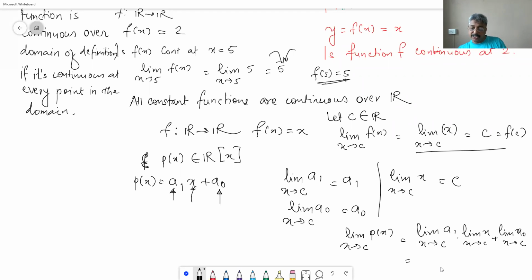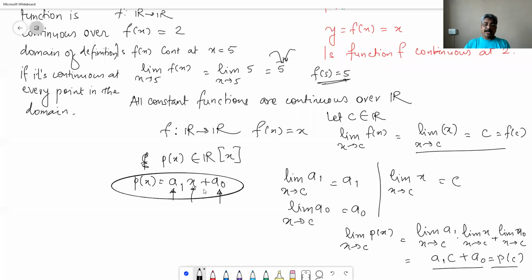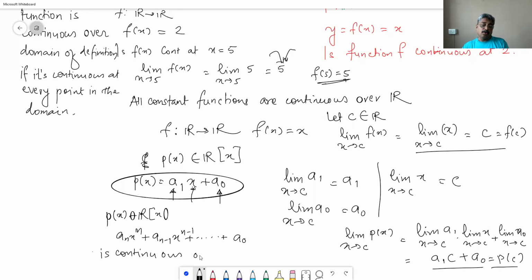Now we are allowed to write this because of the algebra of limits that we have done. And the answer is going to be a1 times C plus a0, which is equal to p of C. And therefore this linear polynomial is continuous over R, and therefore p of x belonging to R of x, if defined like an x raised to n plus an minus 1 x raised to n minus 1 plus dot dot dot plus a0, is continuous over R, and hence polynomial functions are very friendly functions, they are continuous.